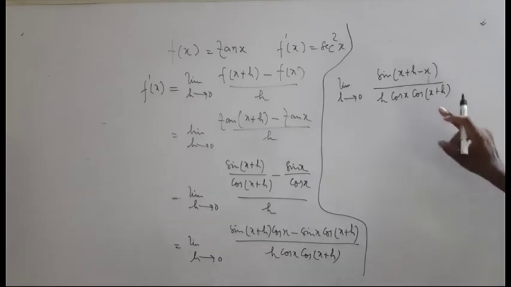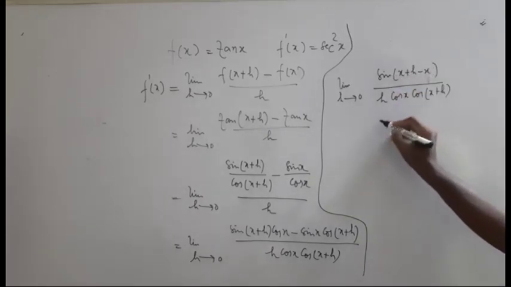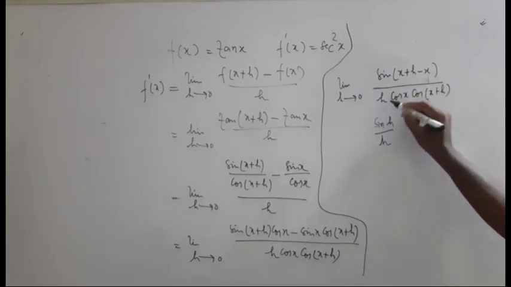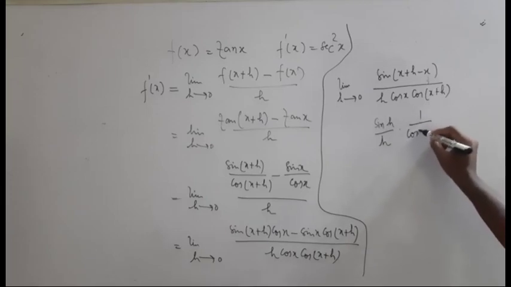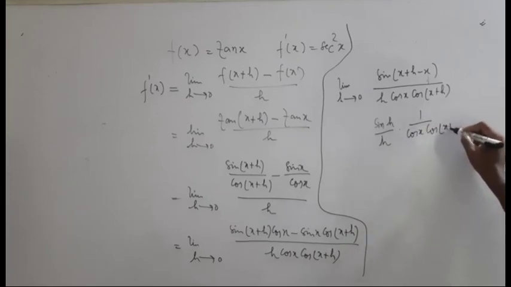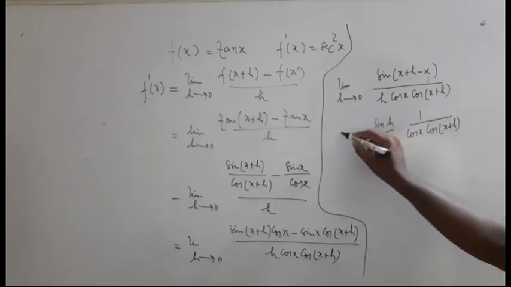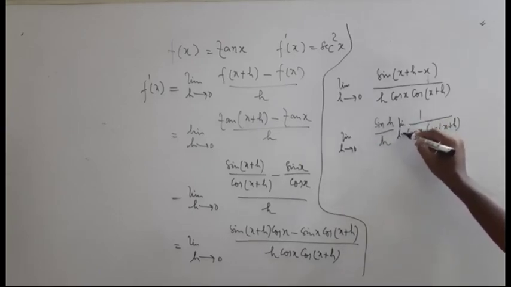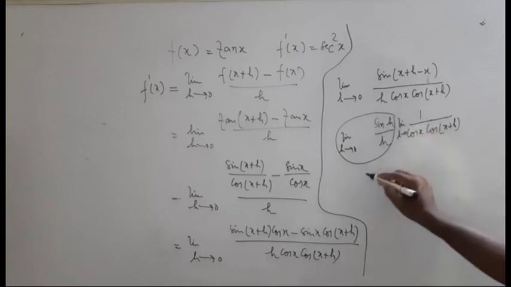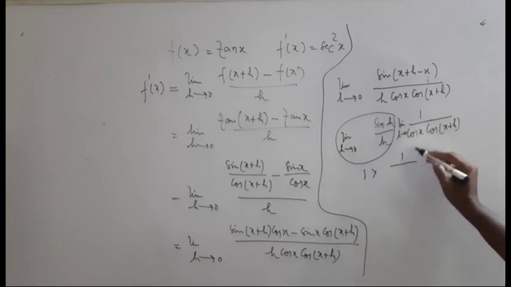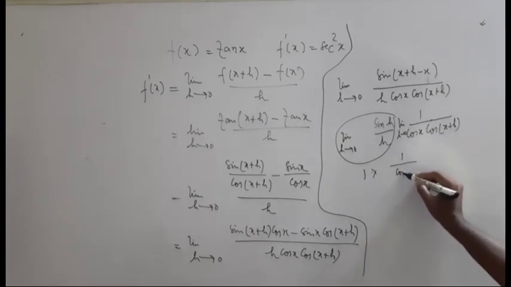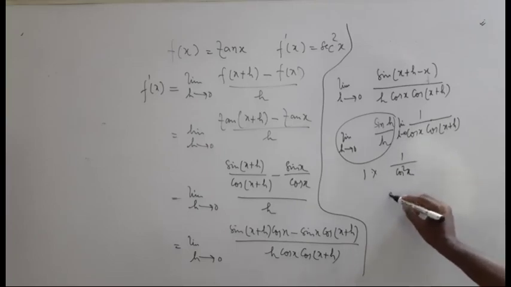Those who have done limits properly know that we are getting a term sin h over h. So this is my sin h over h, and then this term I can write separately, 1 over cos x cos(x+h). Now we will put limit h tends to 0 in both these cases. This will become 1 and this will become, because x plus h where h is 0, cos x. So cos x into cos x is cos square x. 1 over cos square x is sec square x.